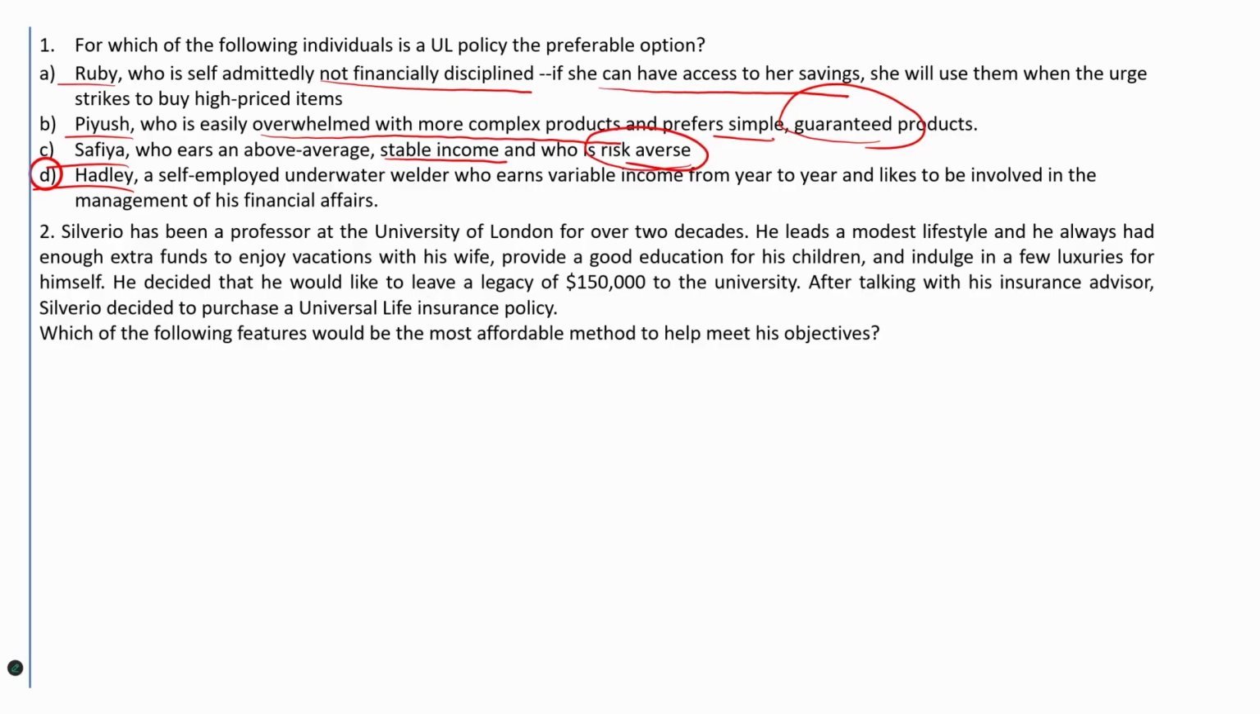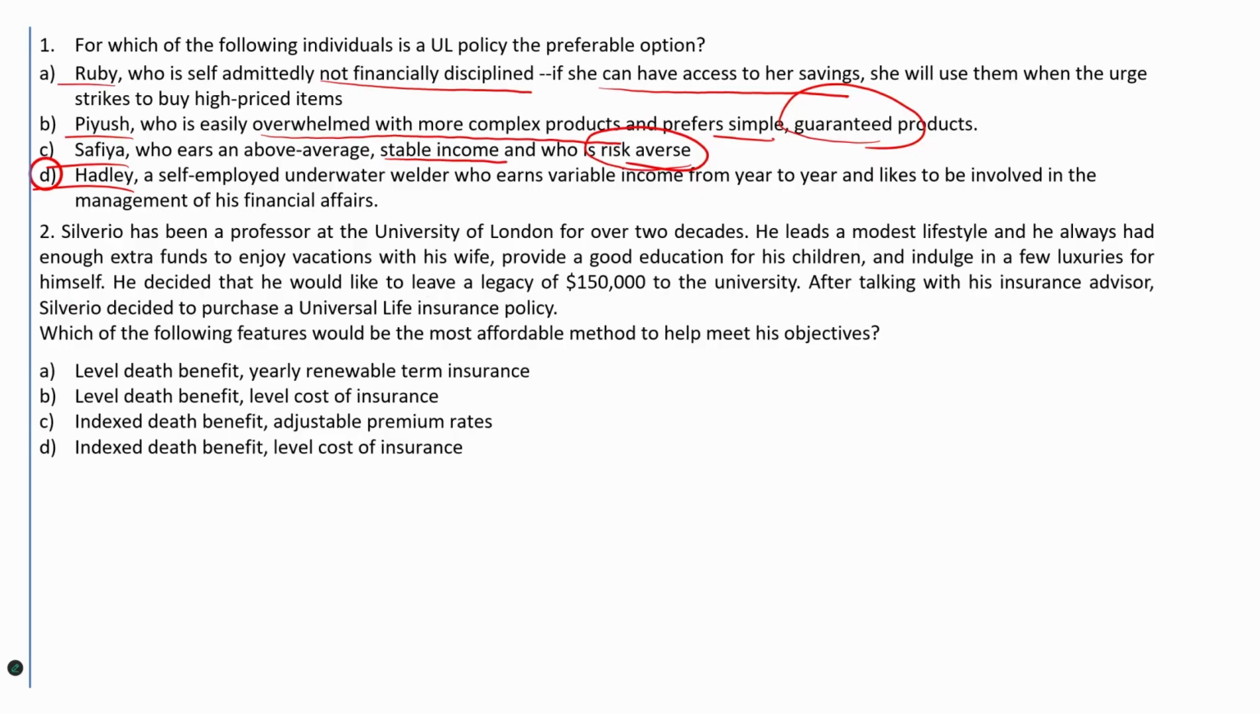Let's go to another question. Severio has been a professor at the University of London for over 2 decades. He has a modest life, and he always had enough extra funds to enjoy vacations with his wife, provide a good education for his children, and indulge in a few luxuries for himself. He decided that he would like to leave a legacy of $150,000 to the university. After talking with his insurance advisor, he decided to purchase a universal life insurance.